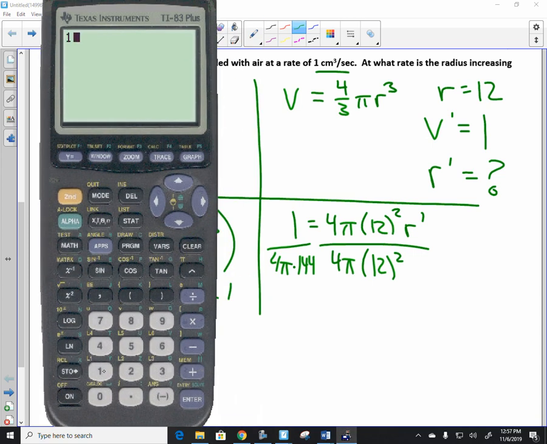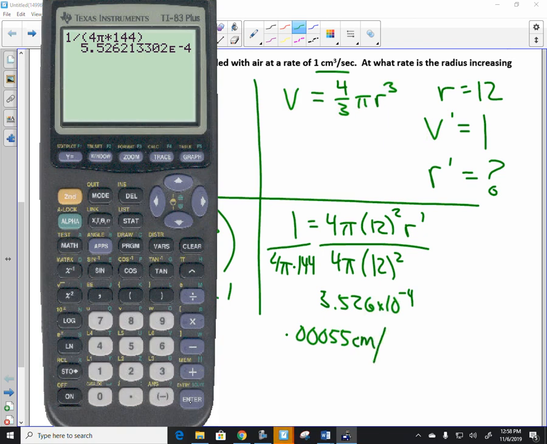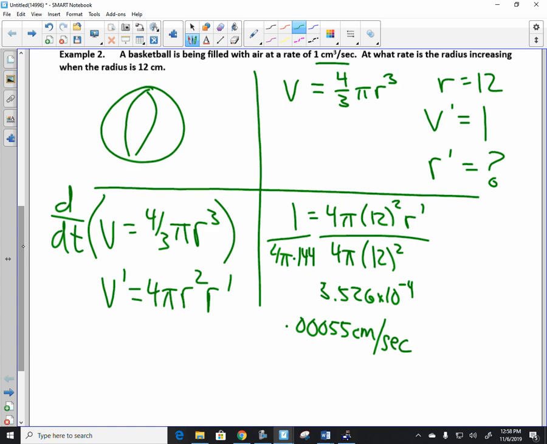so I go ahead and I take 1 and divide it by parentheses. Remember your parentheses, 4 pi times 144. And yeah, that's a small number, isn't it? 5.526 times 10 to the negative 4th. So it would be 0.00055. And what's our measurement in? Centimeters per second. Okay. There you have it.